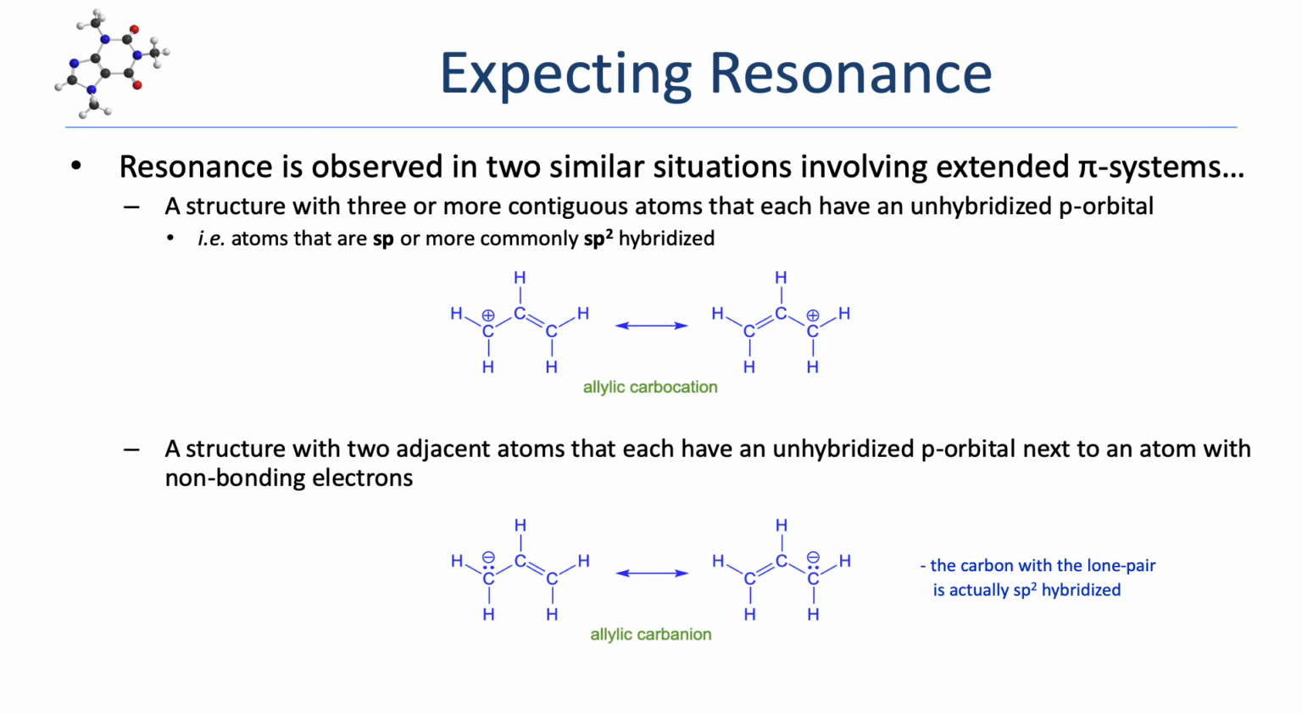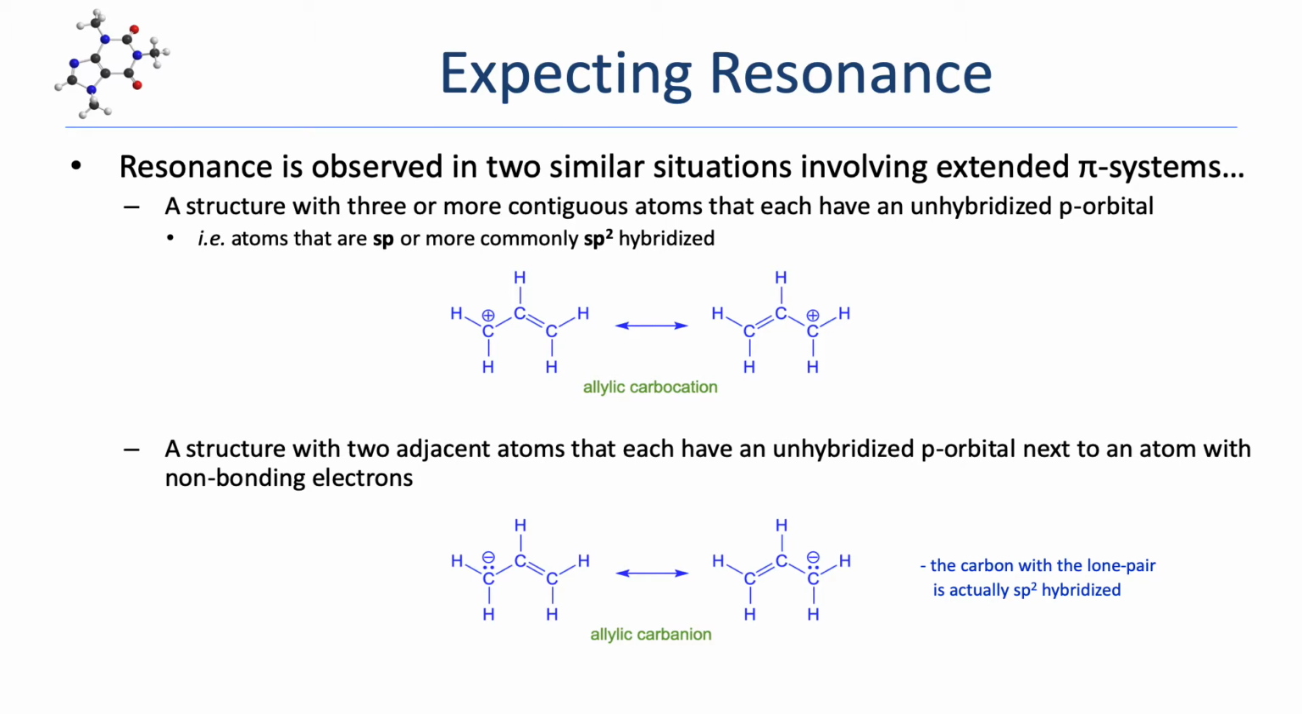The simplest example of this is the allylic carbanion. If we look at the 3 carbons in the allylic carbanion, we can see that the 2 carbons involved in the pi bond are sp2 hybridized. The negatively charged carbon certainly looks as though it's sp3 hybridized. It's not involved in a pi bond, and it has a full octet, so it has no unfilled orbitals. As drawn, the lone pair would actually be in an sp3 orbital.